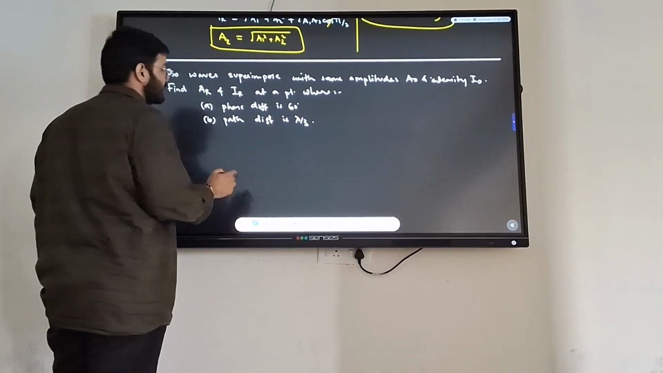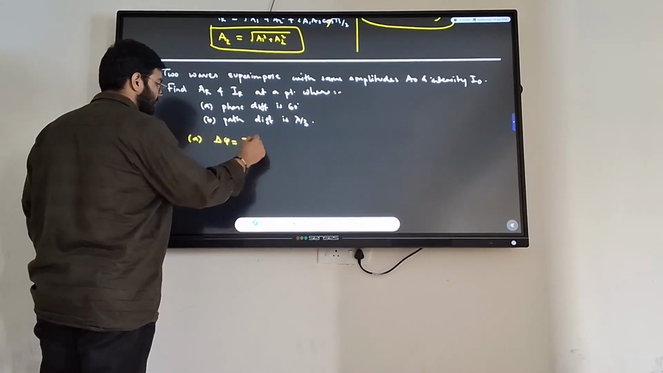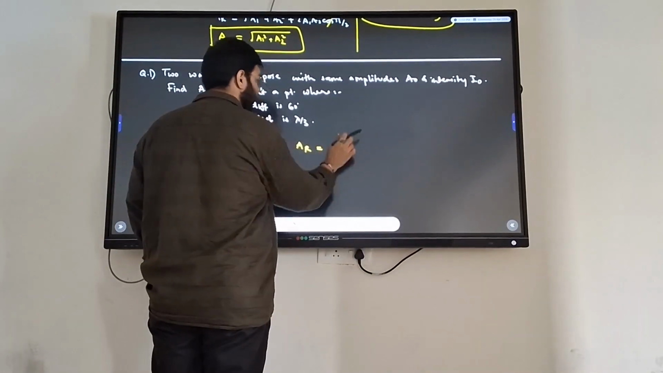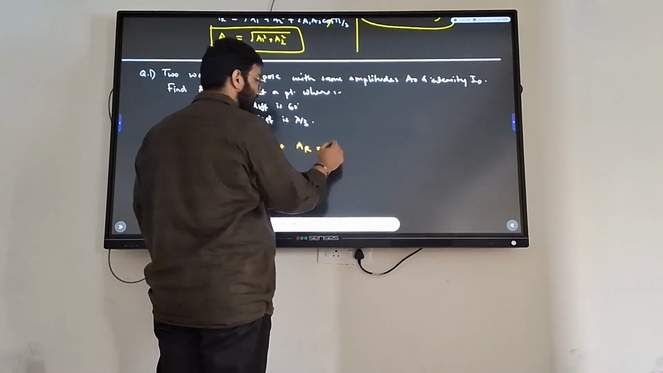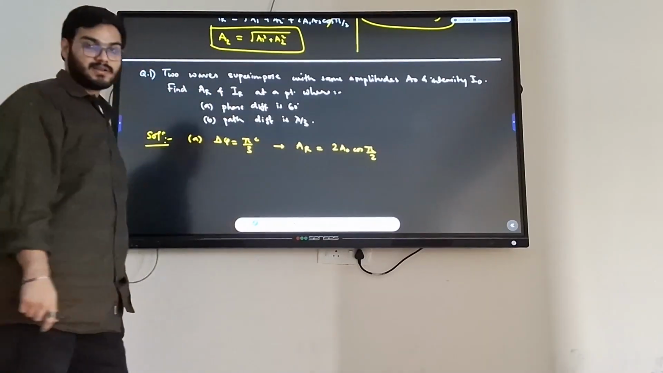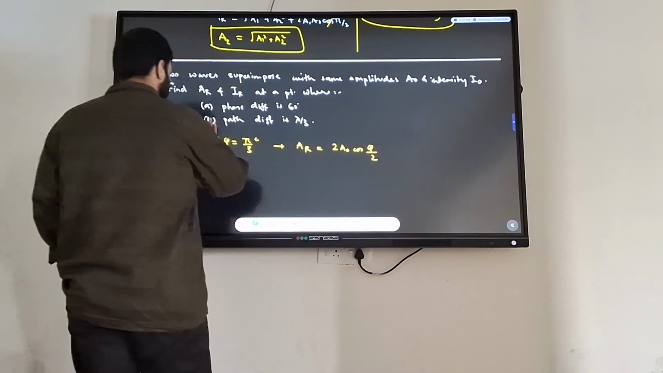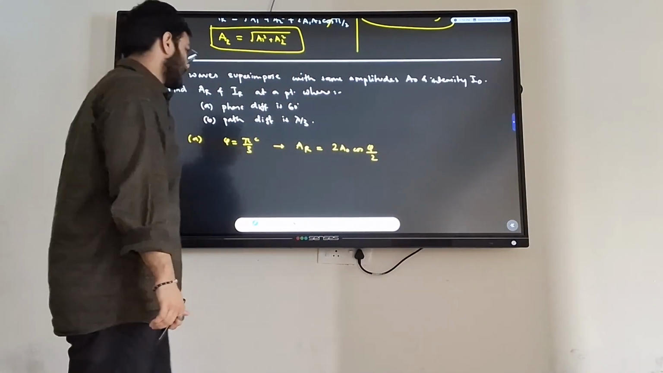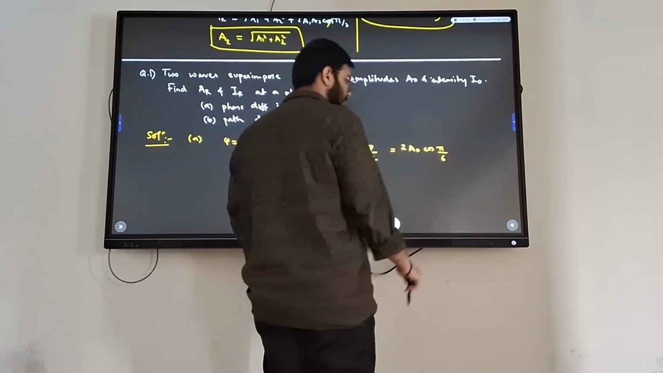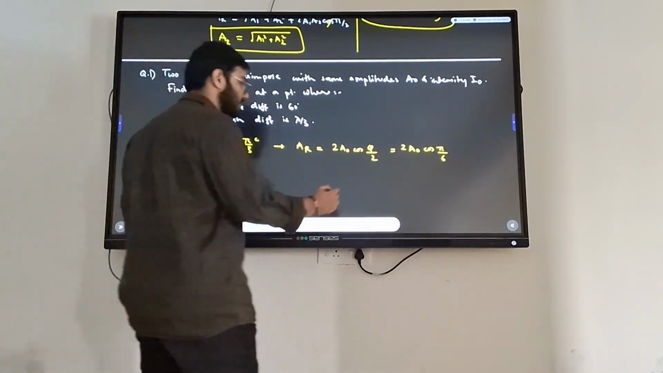Given that for the A part, delta phi is pi by 3 radians. So what is AR then? If the phase difference, with the same amplitude, then it is 2a0 cos of delta phi by 2, direct formula. So it will be 2a0 cos pi by 6. What is cos pi by 6? Cos 30, which is root 3 by 2. So you will get root 3 a0.